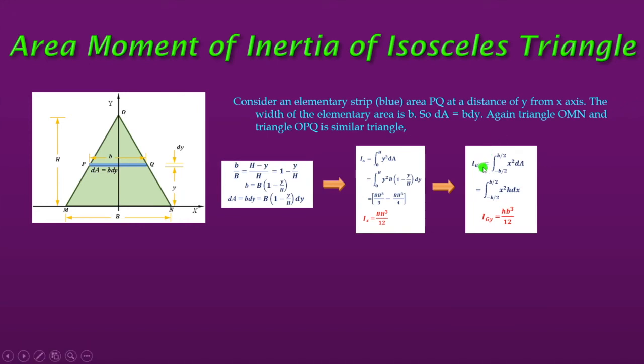Similarly, if we have to find IGY, then we will take the section like this, and similarly we will get the value b cube h by 12 for IGY about this axis.